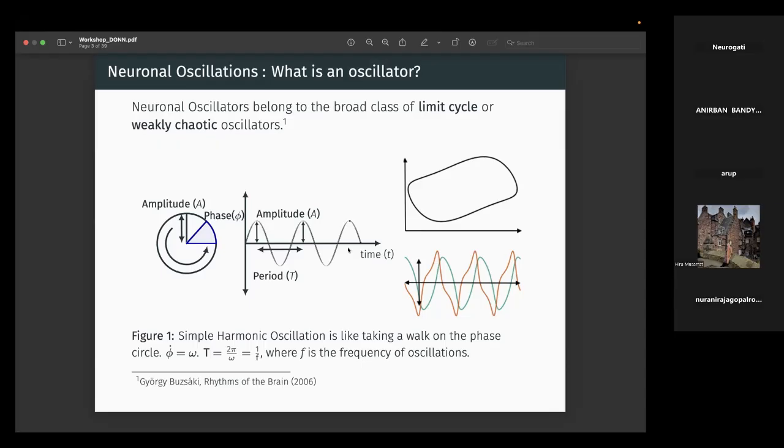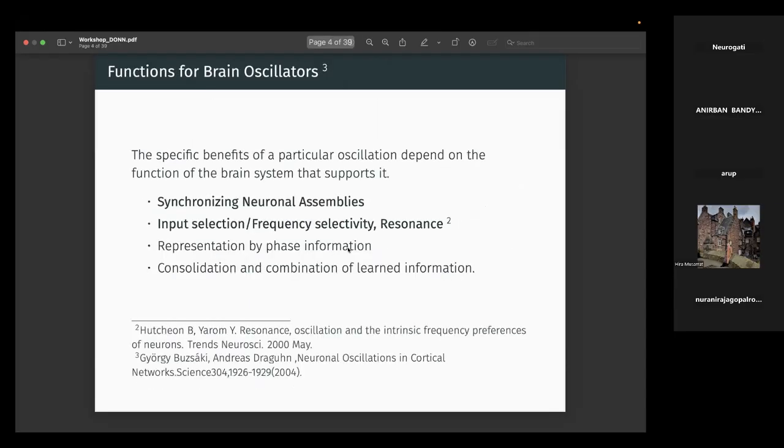All right. So we'll go to that. Just to give an idea, the two phenomena that we'll probably be noticing now is that the various functions that the brain affects or does can be characterized into minimally four of these informations, which are synchronizing neuronal assemblies, input selection, and frequency selectivity or resonance.